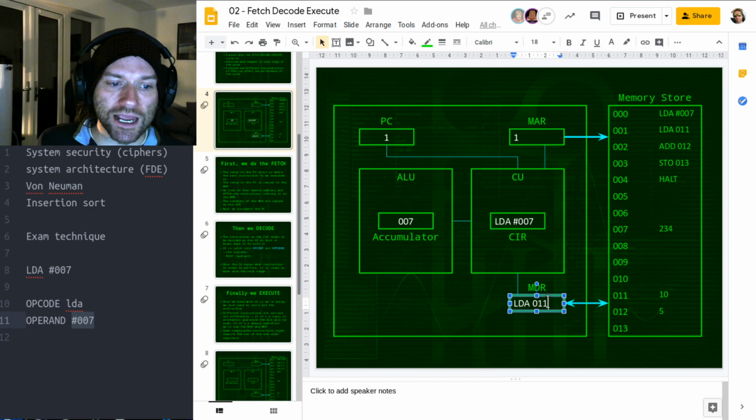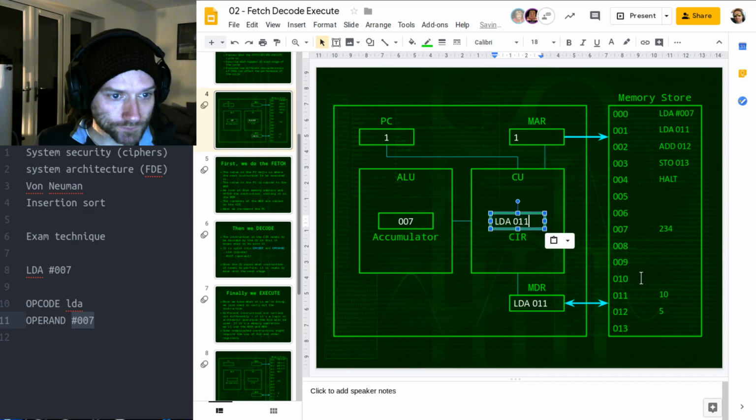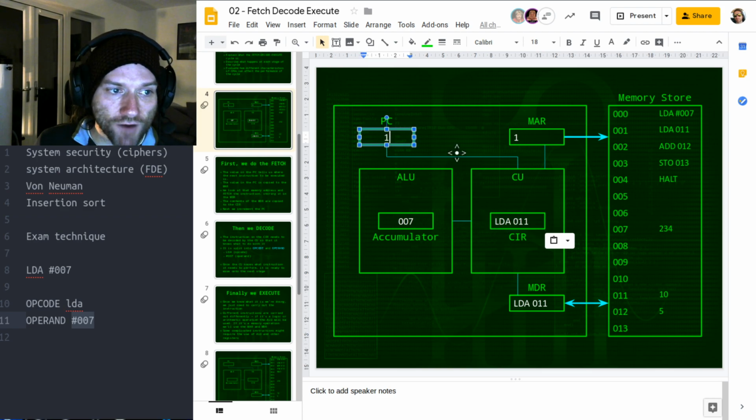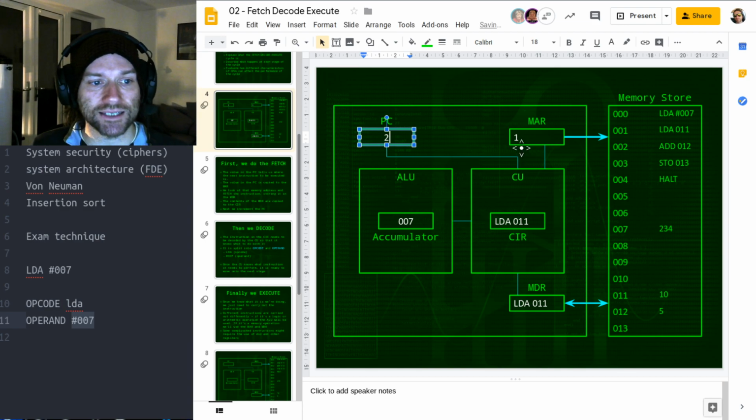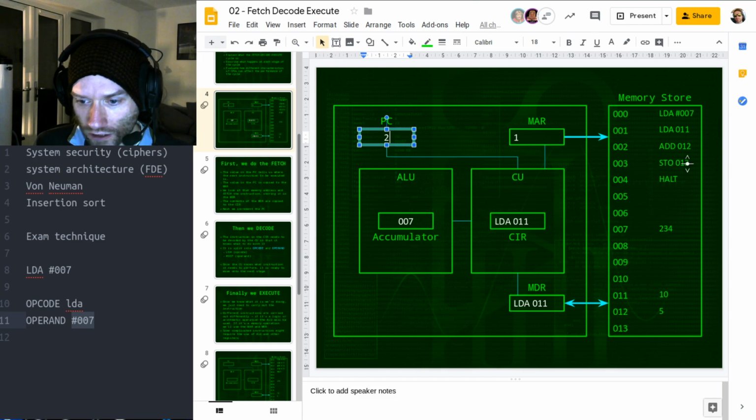We now copy the value from the MDR into the CIR. And then finally, to complete the fetch, we increment the PC by 1. So the PC is now 2. That's the end of our second fetch.